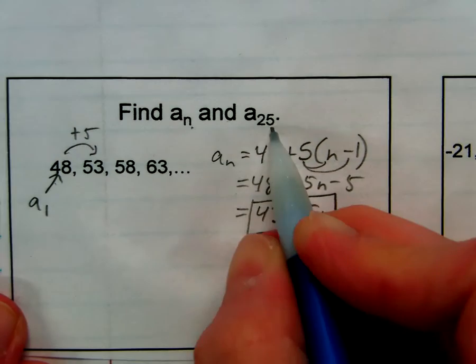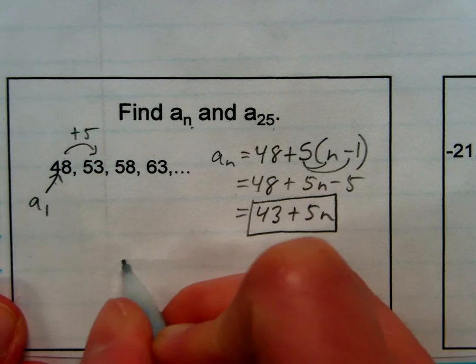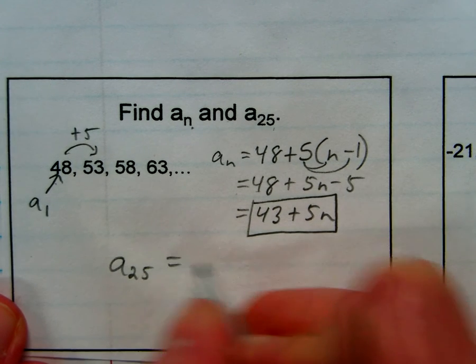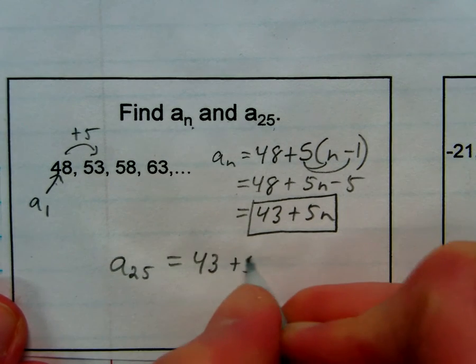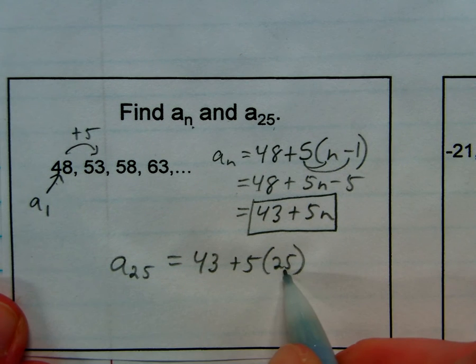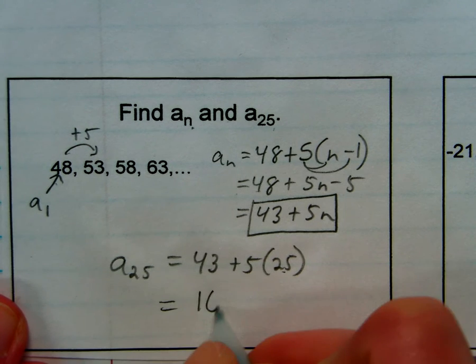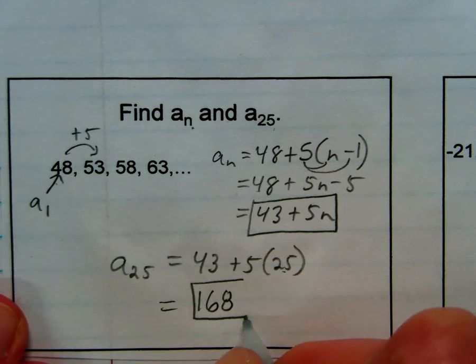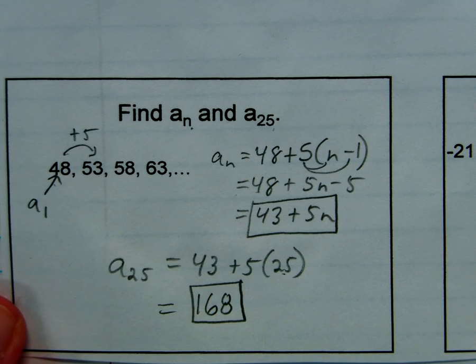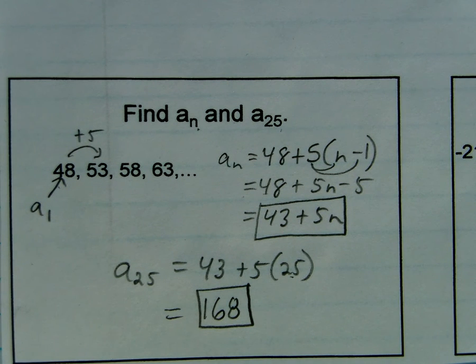And then to find the 25th term, we would put 25 in. So the 25th term would be 43 plus 5 times 25. 5 times 25 is 125, plus 43 is 168. Does that make sense? Okay. We're going to do one more of these before they give us something weird.